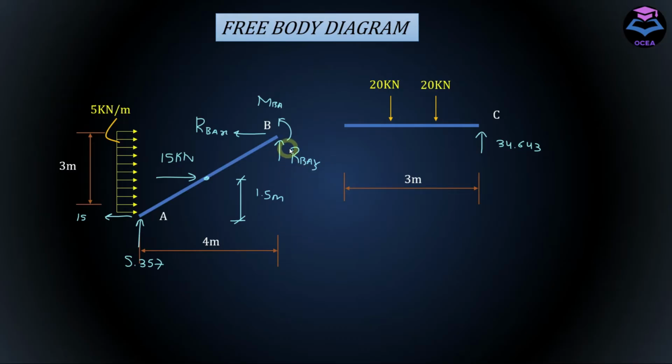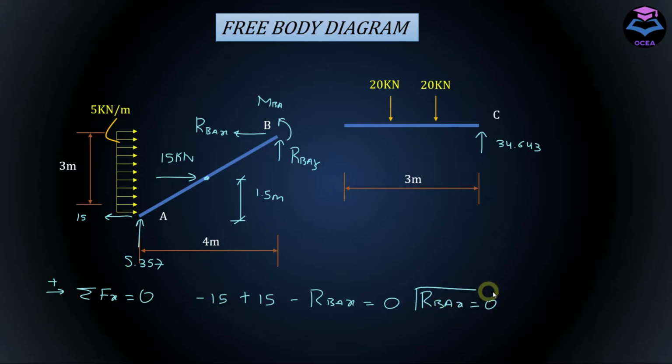That's it. Alright, so first determining RBAX by applying summation of Fx, taking rightward force as positive. We have this 15 kN force going towards the left, negative, and we have this 15 kN force going towards the right, hence positive. RBAX is assumed to be going towards the left. And if you calculate RBAX from here, it is equal to 0.